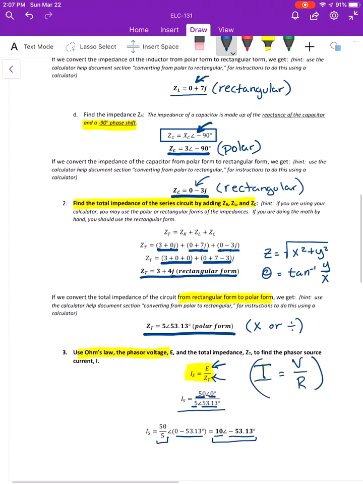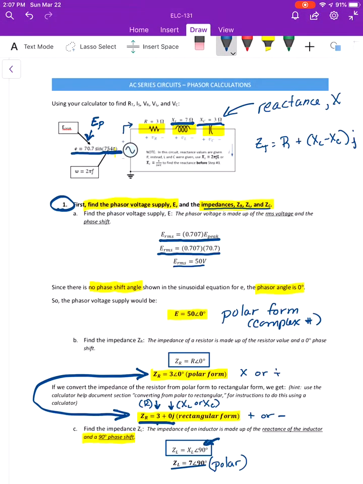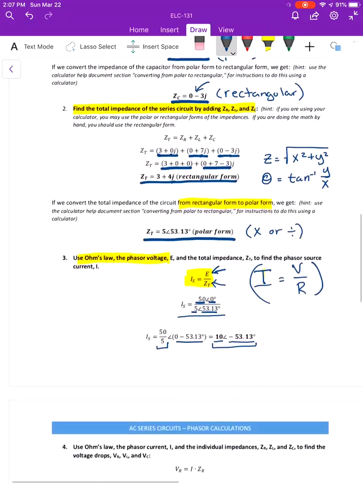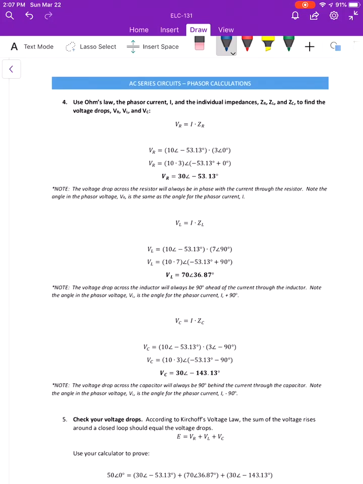Now once we find that, that means our source current can be described by 10 at negative 53.13 degrees. And that current is going to be the same throughout my series circuit because it's a series circuit and everything you learned in DC applies to AC. The current's the same throughout. So I want to find my voltage drops across the resistor, the inductor, and the capacitor. And I'm just going to apply Ohm's law there. So V equals I times R, or in AC, V equals I times Z.